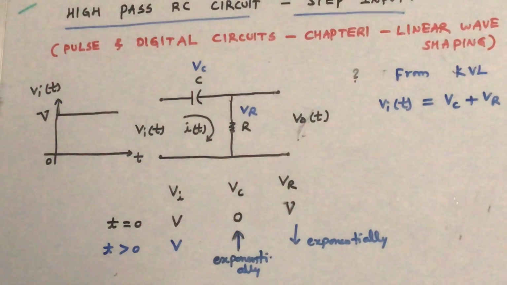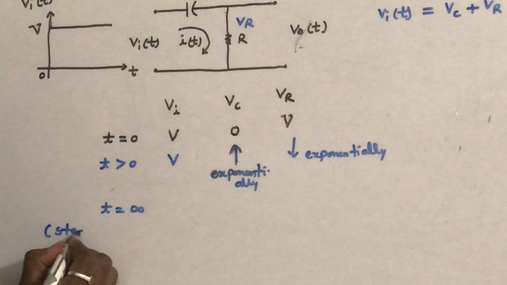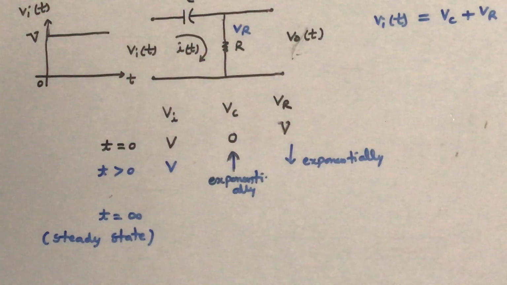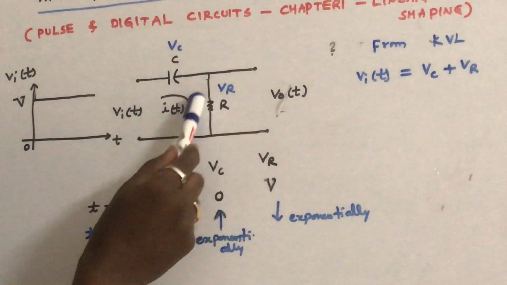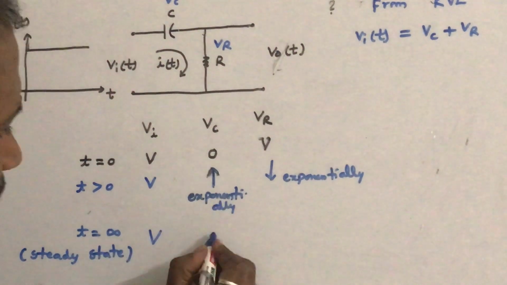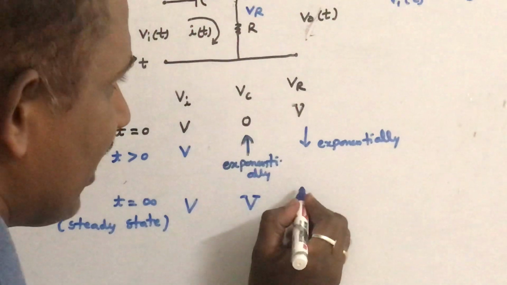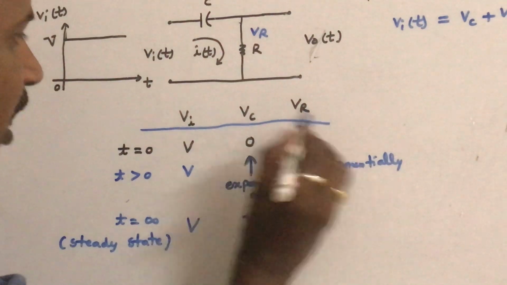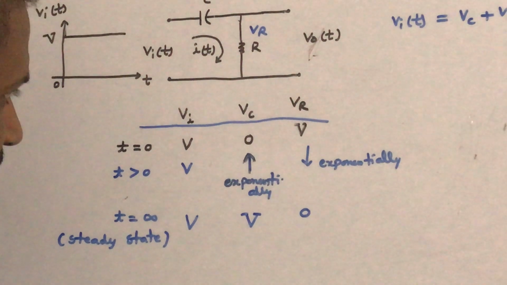Now let us see what happens at t equal to infinity, which we also call the steady state of the circuit. After some time, when we apply a voltage of V, the capacitor will charge to V volts and the voltage across the resistor will finally become 0. So at t equal to infinity, the input voltage is V, the capacitor has charged to the applied voltage V, and therefore the voltage across the resistor becomes 0. This is the fundamental operation of this circuit at t equal to 0, at t greater than 0 and at t equal to infinity.